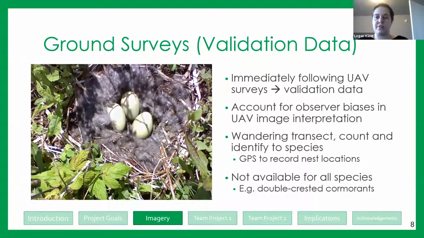Finally, we conducted ground surveys immediately following our UAV surveys to account for visibility and observer errors in our UAV image interpretation. We followed protocol established by Fish and Wildlife Service and Maine Department of Inland Fisheries and Wildlife, in which observers walk wandering transects through sites while counting and identifying birds to species. We also took coordinates of confirmed nests and nesting birds, as we will compare these locations with our manually and automatically interpreted UAV imagery. Unfortunately, we weren't able to and will not be able to conduct ground surveys at all sites out of respect for the birds. Ground counts create a lot of disturbance, and developing methods to reduce that disturbance is a key justification for our research.